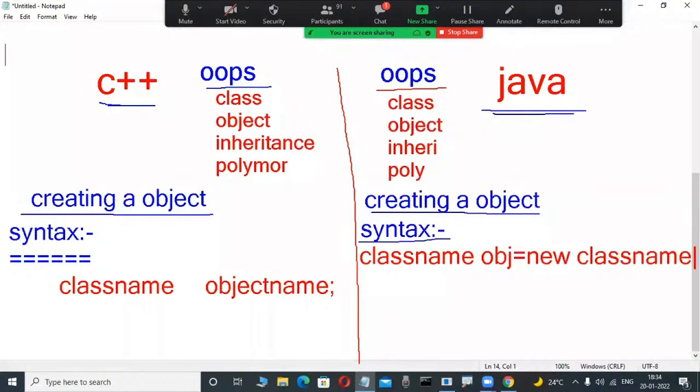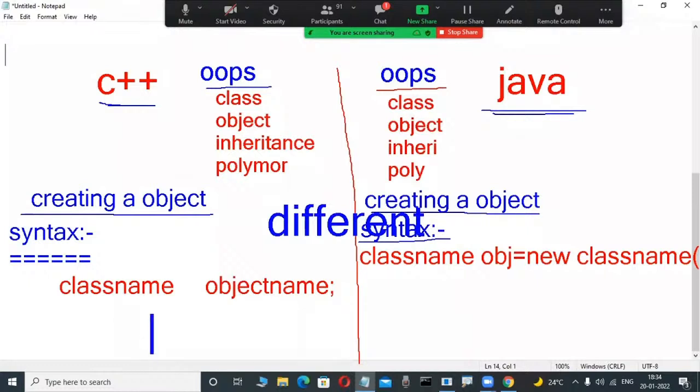Is some other syntax there or not? Yes, observe here. That's why these two languages are syntactically different or the same? Different. Syntactically different. Conceptually, the OOP concepts are the same, but syntactically different. And the functions are also totally different.